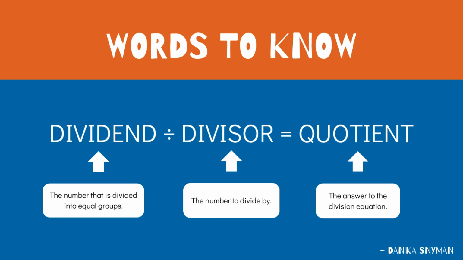For instance, say we say 15 divided by 3, the dividend must be 15 and the divisor must be 3, if that makes sense. And then the quotient, this is the answer we get. So basically it's the dividend divided by the divisor equals the quotient. So 15 divided by 3 gives us 5, if you did that sum in your head.